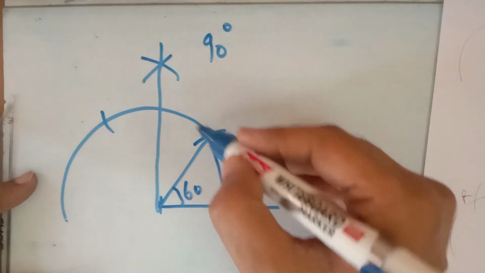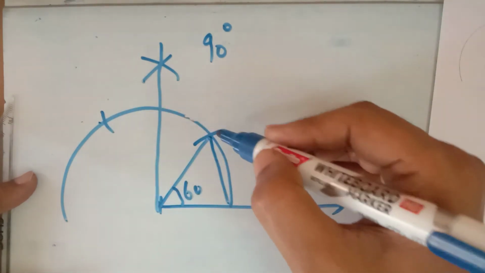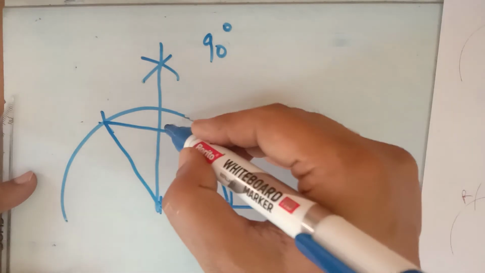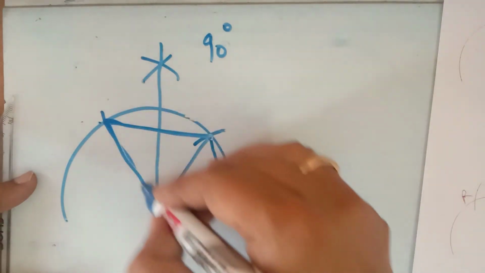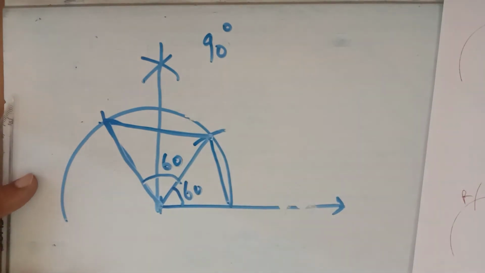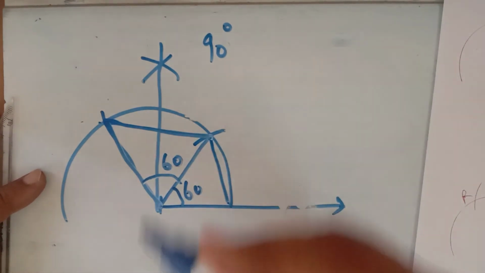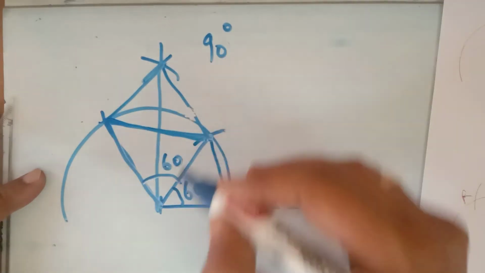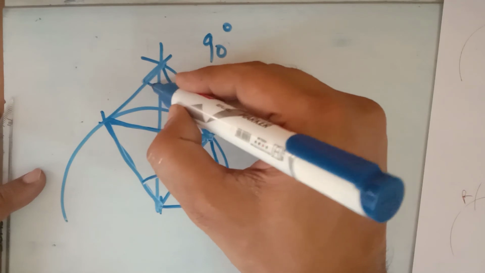Now you have drawn this arc. This is the same line like this, and when you join it, this length and this length are also equal. This is also an equilateral triangle. What angle is this? This is the angle of 60 degree. Now this distance and this distance are also the same. This is also an equilateral triangle.